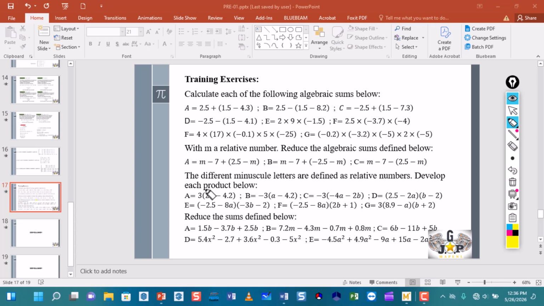So the 3 will multiply the 2a, so we're gonna have 6a, and the 3 will multiply the minus 4.2, so we're gonna have minus 4.2 times 3 gives us 12.6. And because you cannot add variables and constants, you're obliged to keep both terms as a solution.